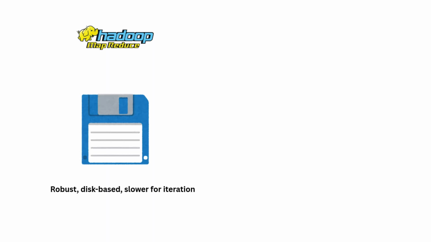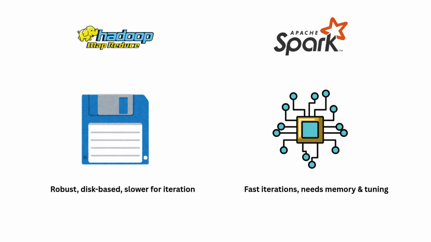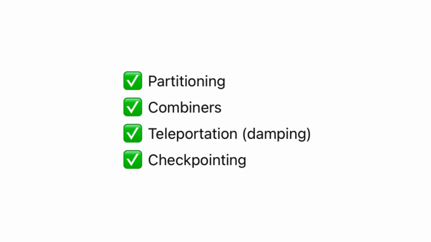MapReduce is robust and good for disk-based pipelines, but slow for iteration. Spark is fast, but needs enough memory and careful tuning. Key considerations include partitioning the graph, reducing shuffle traffic, handling dead ends, and checkpointing for fault tolerance.